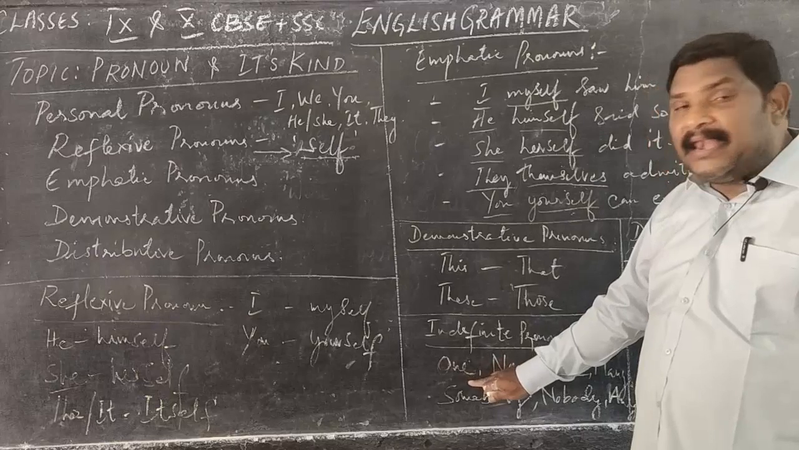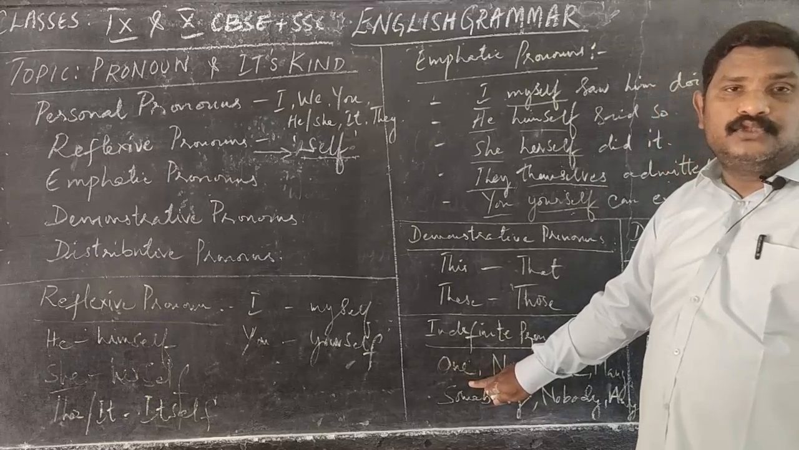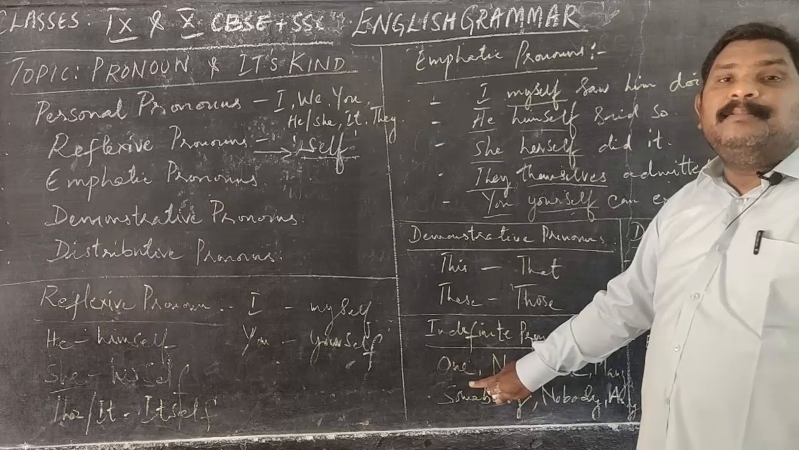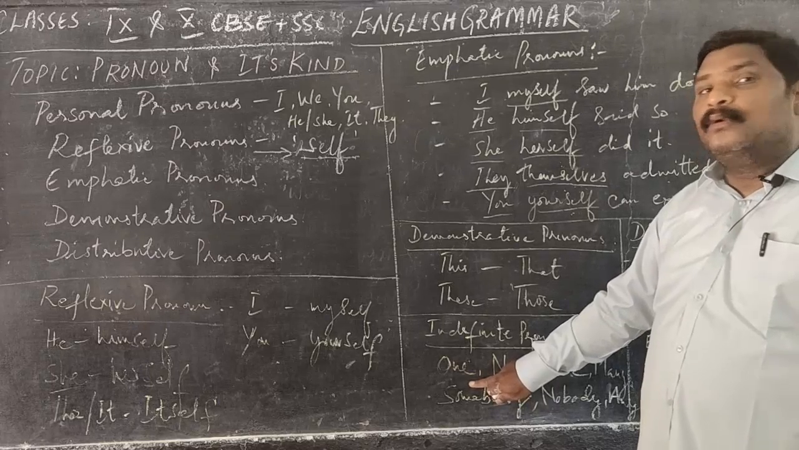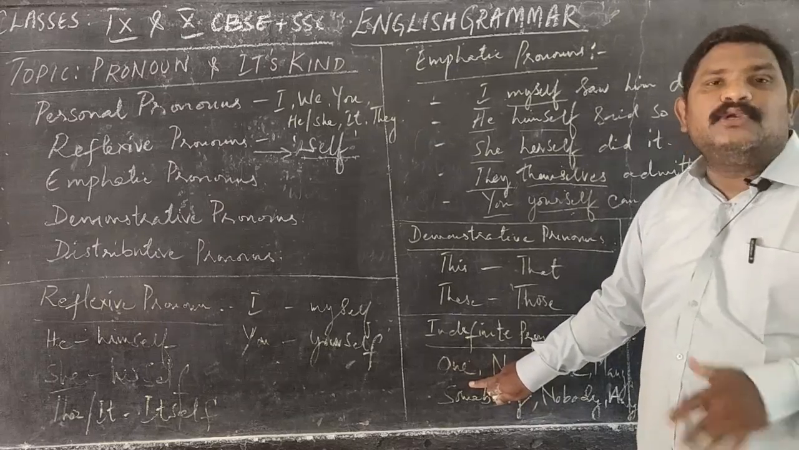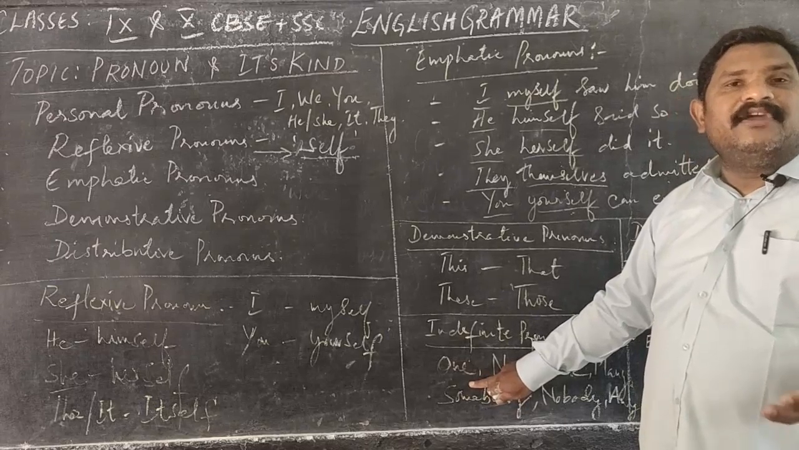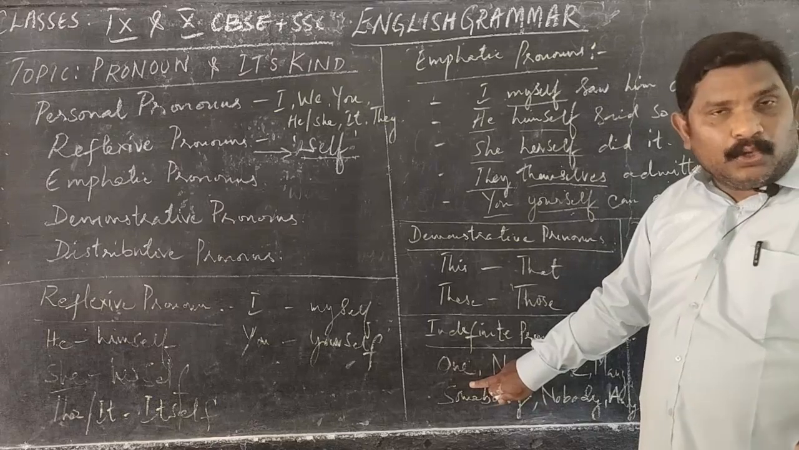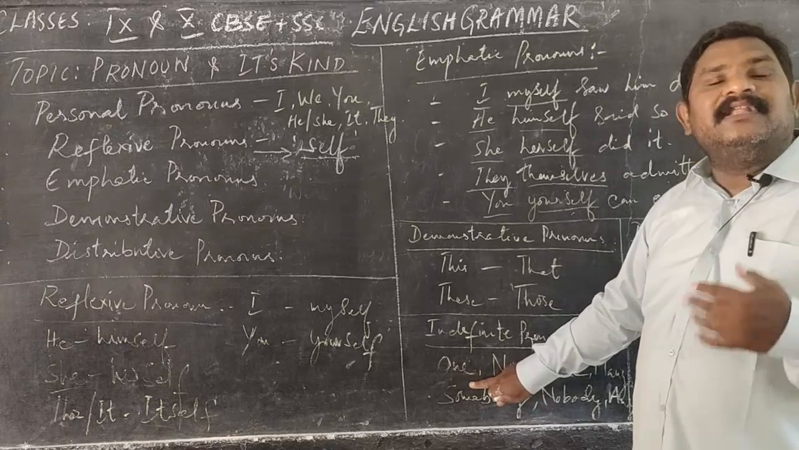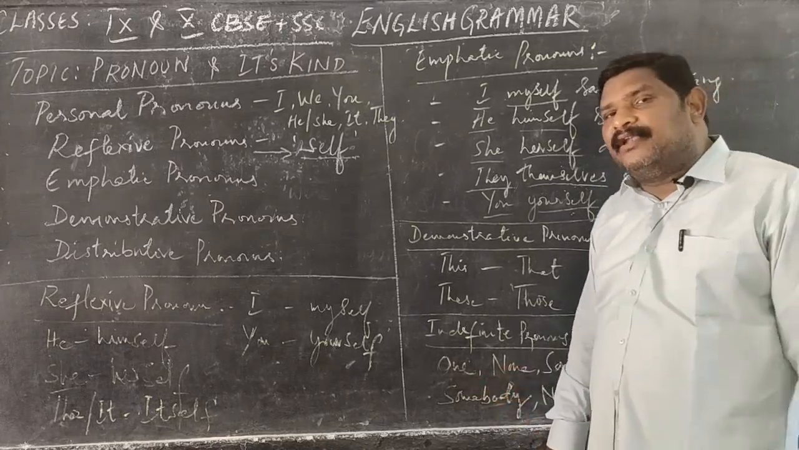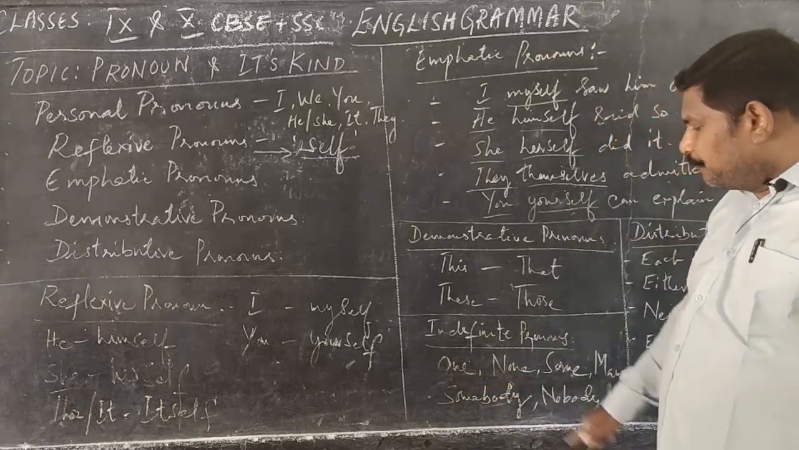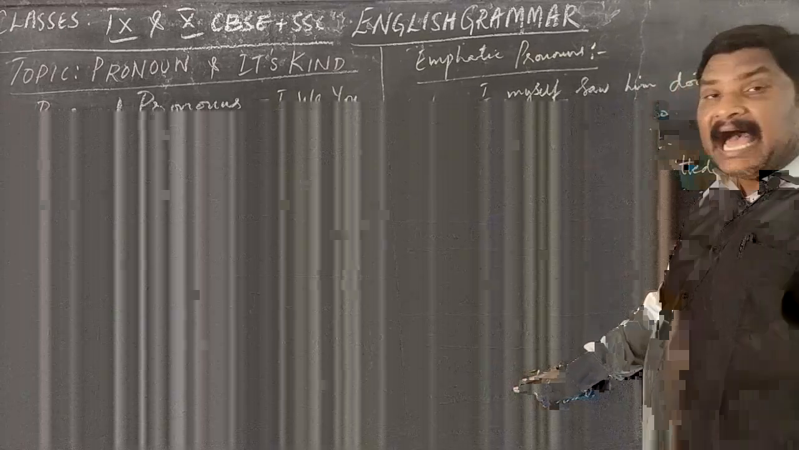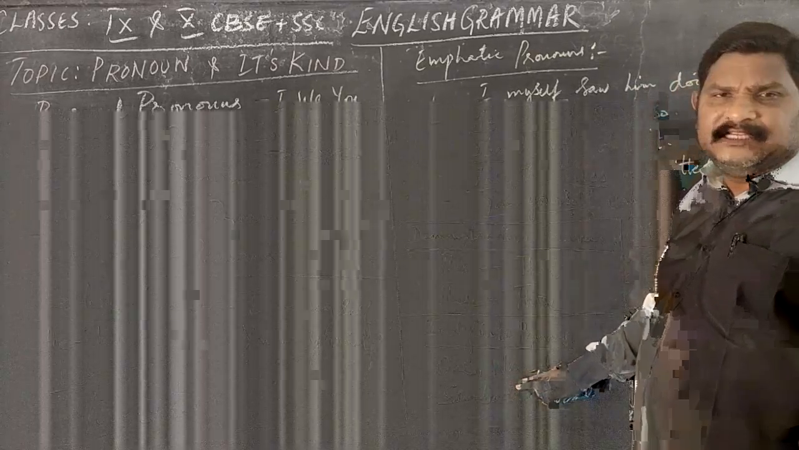We can say 'one'. One has to go out today. One will be deleted today. One will be withdrawn today. Who is that one? There is no definite identification. So when the noun is unknown, it is called an indefinite pronoun. The words like one, none.